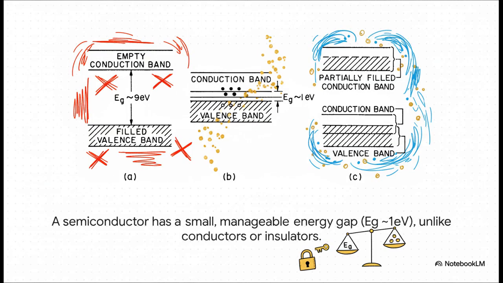But right in between these two extremes is where the magic happens. Here we have the semiconductor. This is the Goldilocks material. It has an energy gap, but it's small, it's manageable. It's not a natural conductor, but you don't need a crazy amount of energy to get electrons to make that jump. This small, controllable gap is the secret to its incredible power.